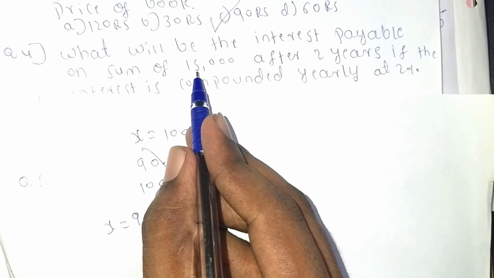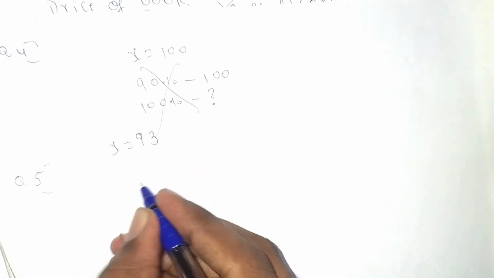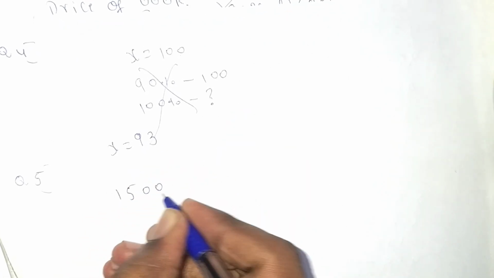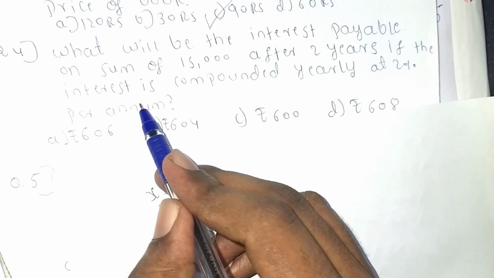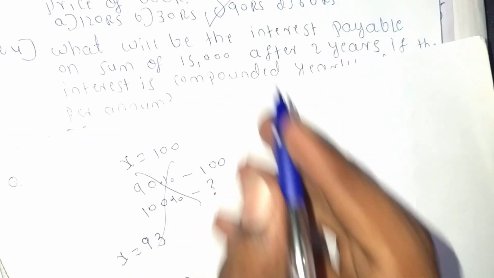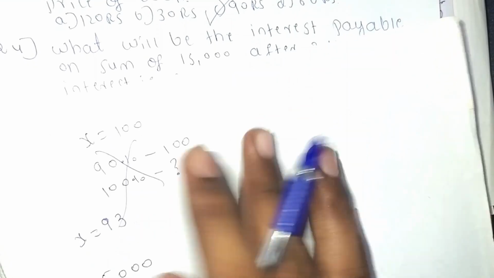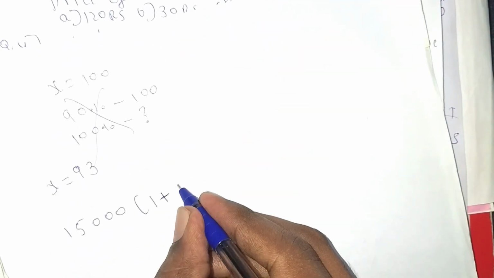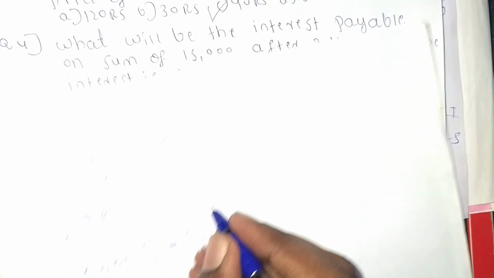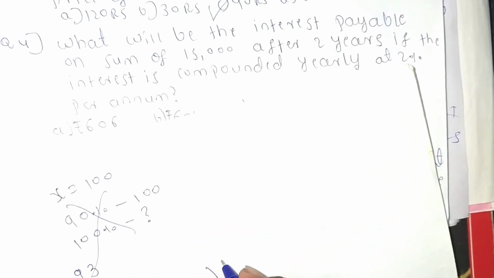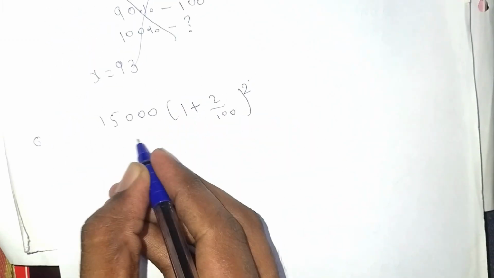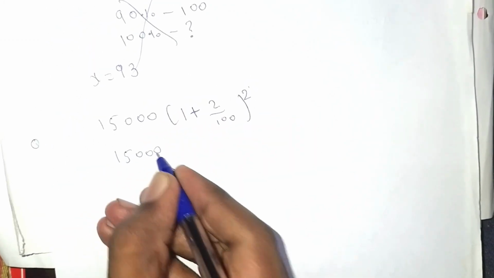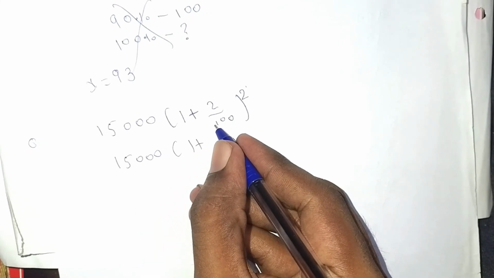What will be the interest payable on the sum of 15,000 after 2 years if the interest is compounded yearly at 2% per annum? We have 15,000 here, after 2 years, compounded yearly at 2%. So we have to apply the compound interest here for 2%. As we know, the formula is 1 plus the percentage, 2 divided by 100. This is compound interest, so we have to take the power. How much? This is for 2 years, so that is 2.